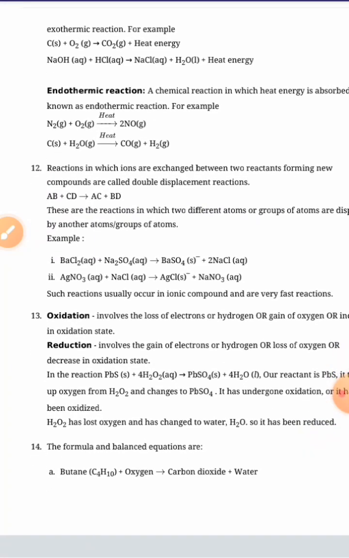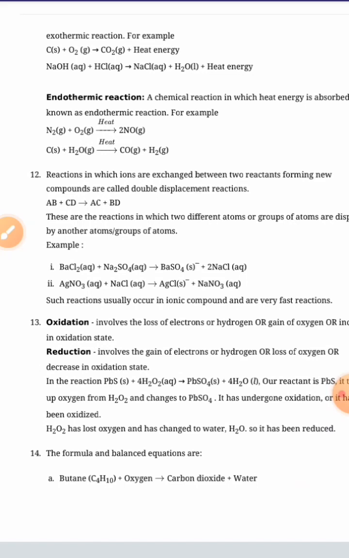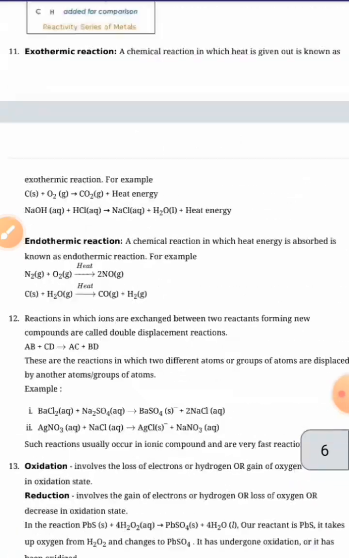Example: BaCl2 plus Na2SO4 gives BaSO4 plus 2NaCl. AgNO3 एक्वक सॉल्यूशन में होगा, NaCl plus AgNO3 gives AgCl plus NaNO3 aqueous solution. Such reactions usually occur in ionic compounds and are very fast reactions.